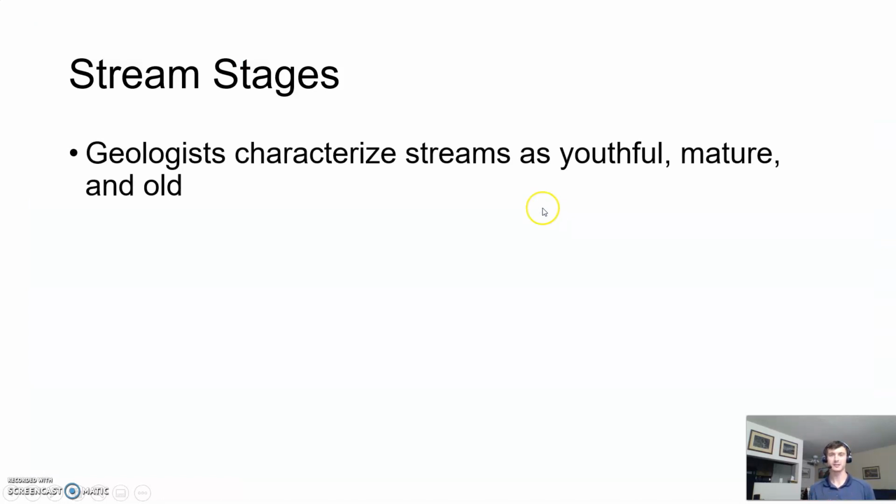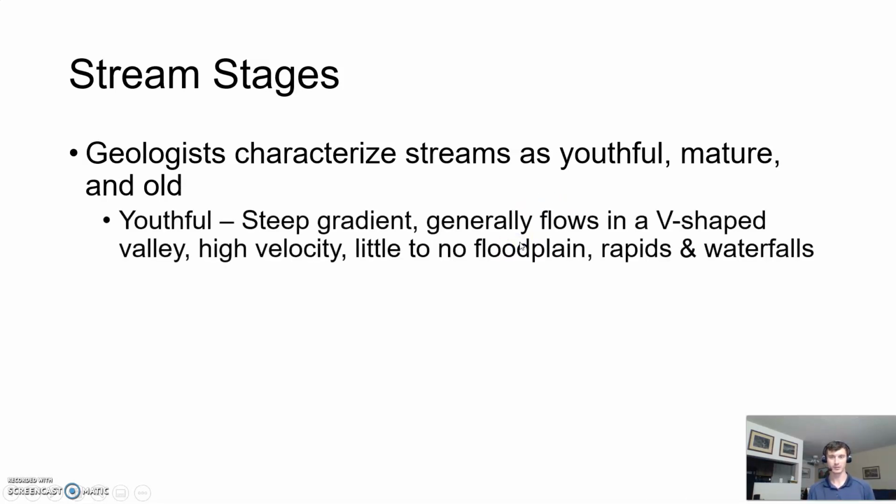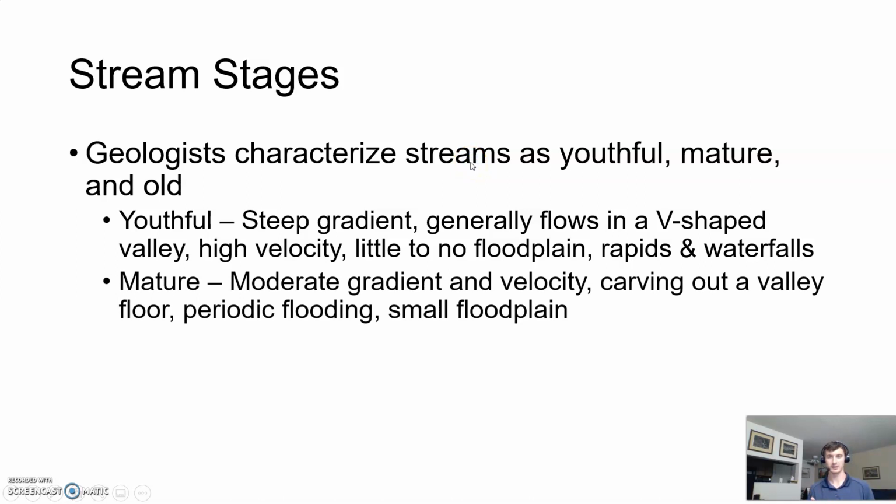We like to divide streams into either being very young, more mature, or even old. The younger streams tend to be high energy, as you would imagine. These are going to form our V-shaped valleys, tend to move very quickly, with less in the way of floodplains, related to the geometry of a V-shaped valley. Very difficult to flood. Tend to contain things like rapids and waterfalls. High energy, lots of movement here.